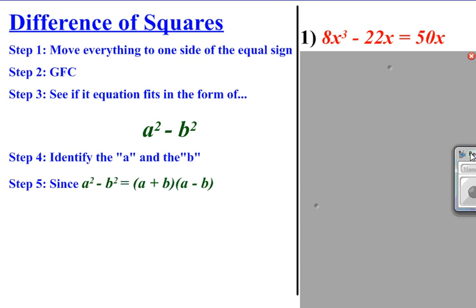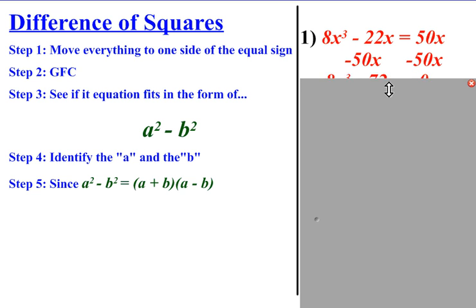Alright, let's take a look at some factoring. So this is the difference of squares. The steps are here. I would write those steps down if you don't already know them. Move everything to one side of the equal sign. So right here, when you look at the top, we do not have everything on the equal side. So we're going to subtract 50x on both sides.